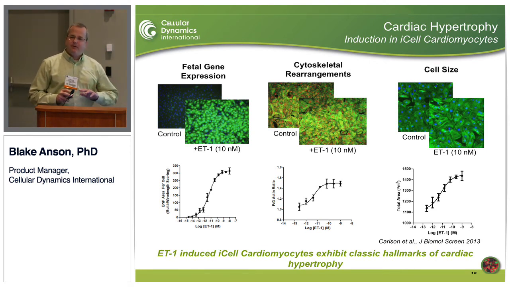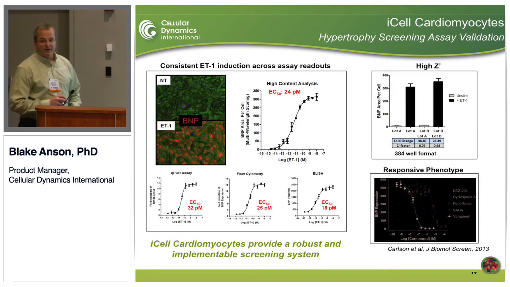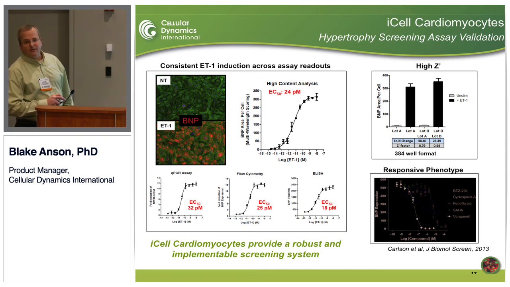The next step was, can we actually make this into a rigorous or robust screen? And the answer there is yes. Again, we've got the endothelin induction. Here we're seeing what I showed you earlier, the increase in BNP production measured through high content analysis. We can also measure that through qPCR, looking at message, through flow cytometry, or through ELISA. And again, we've got similar EC50s across each of those readouts. So we've got a nice, robust assay.